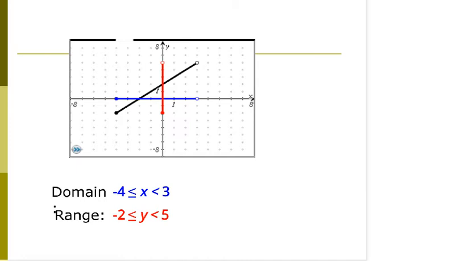Notice when we do the range, it's going to be the same thing. Our fully filled in point here has a y value that is fully filled in as well. Our deleted point has a y value that is deleted as well.